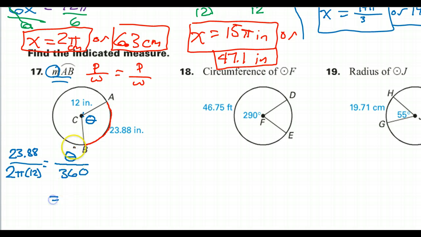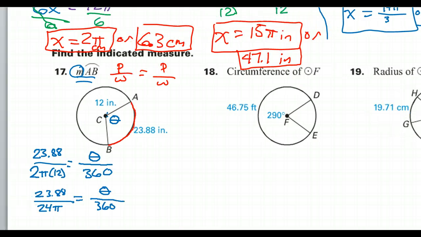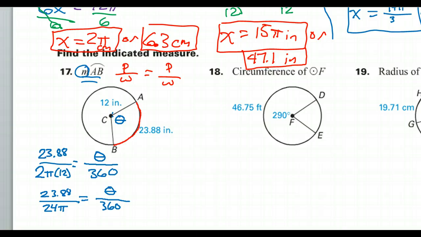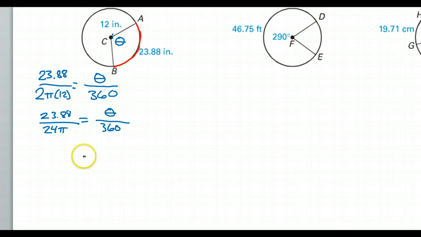Okay? Normally this is the point where I would reduce this or something. But we have this theta, nothing I can do with that. So I've got theta over 360 equals 23.88 over, 2 times 12 is 24, so this will be 24 pi. Now I've got these decimals and everything, so I'm pretty much going to be stuck with a decimal. But I would like to wait until the last possible second to make a decimal.